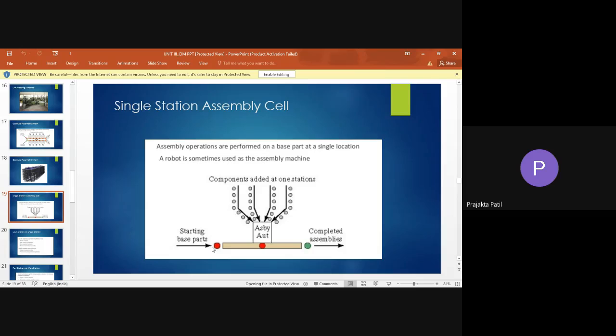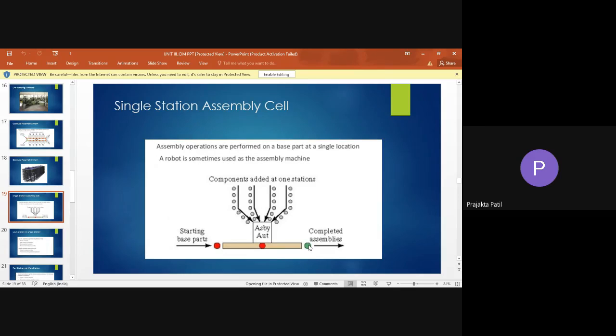The individual components are added gradually till the completion of assembly, and the entire assembled component is removed from the workstation. So you have this base part, it comes here, and at this station itself, one by one, all the parts are going to get assembled. This base part need not move from one station to another station. At one station itself, different components are going to be added in order to get the final completed assembly.